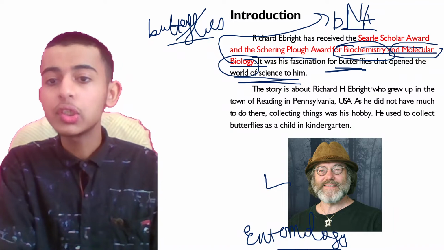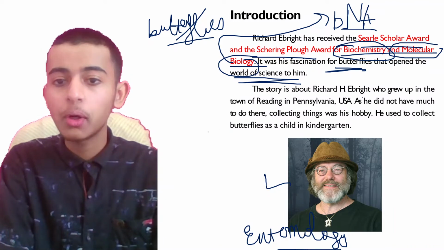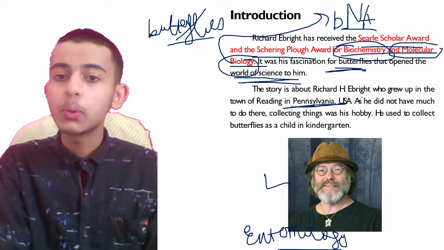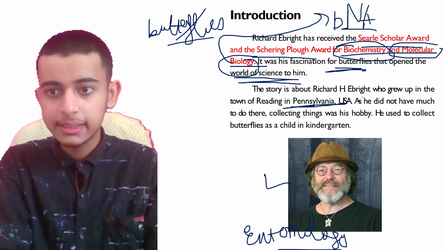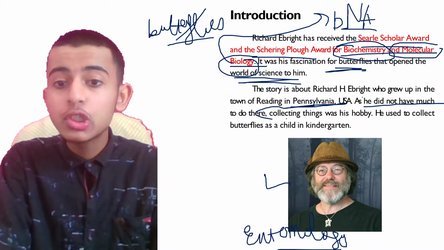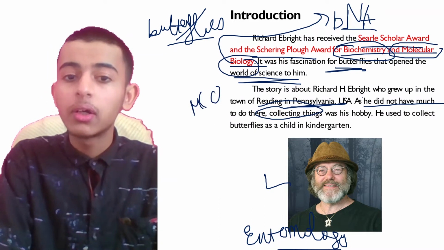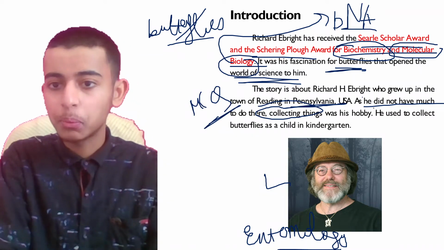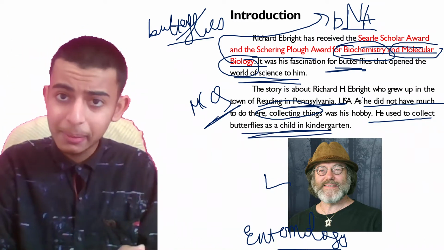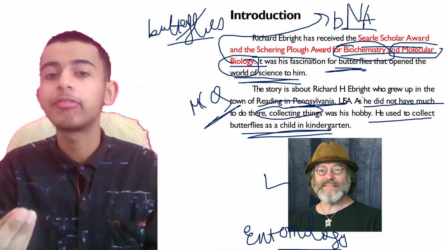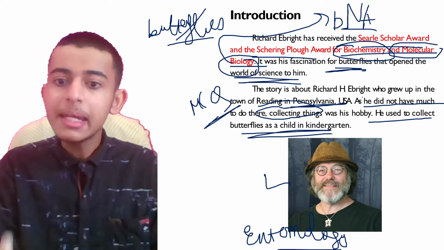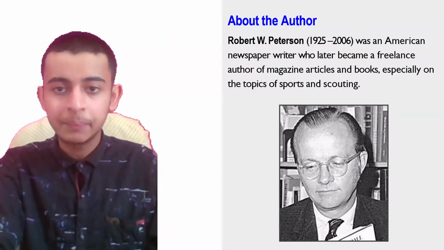Now, the story is about Richard H. Ebright, who grew up in the town of Reading in Pennsylvania. So he was born and brought up in this town in USA. As he did not have much to do there, collecting things was his hobby. Collection of things, MCQ. From an NTSE perspective, it's important. He used to collect butterflies as a child in kindergarten. So from the very beginning, he was interested in butterflies, and this interest led to his successful discoveries, ultimately making him a successful scientist. Right, everyone?